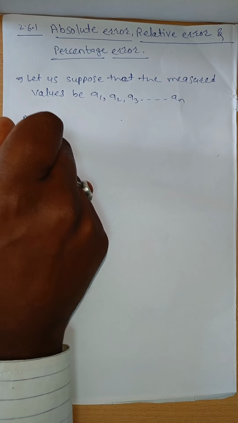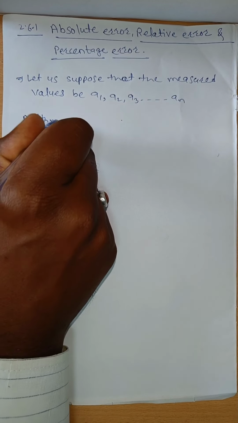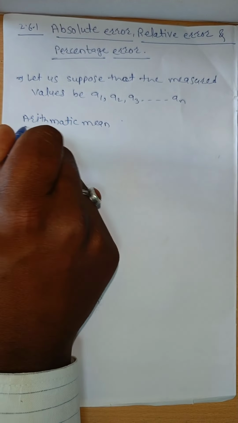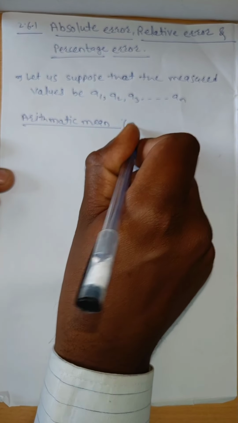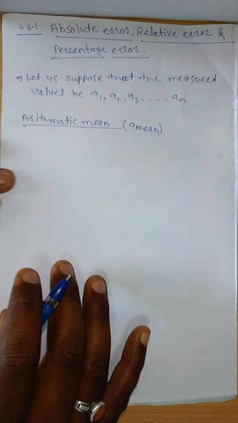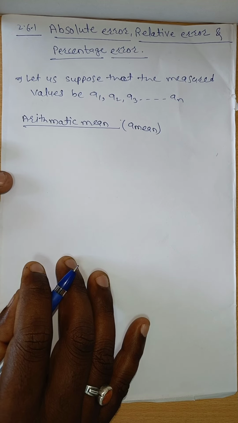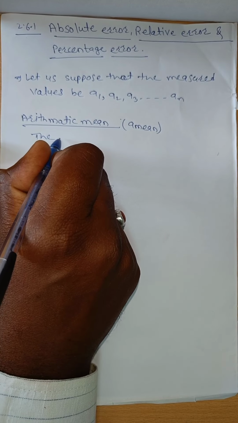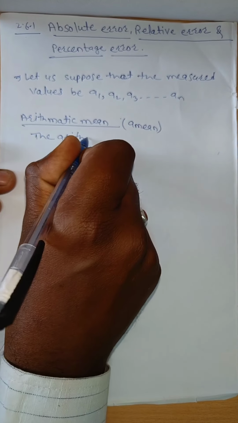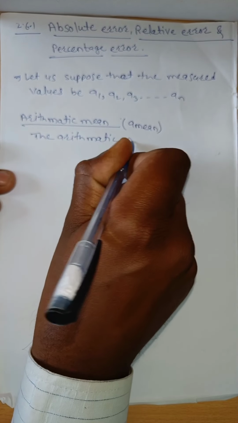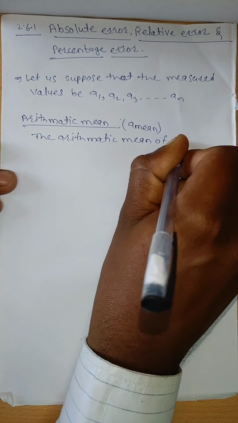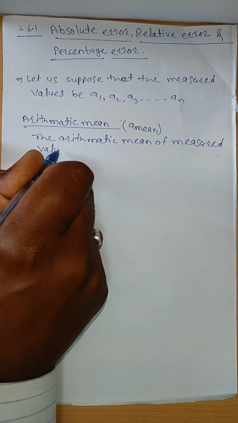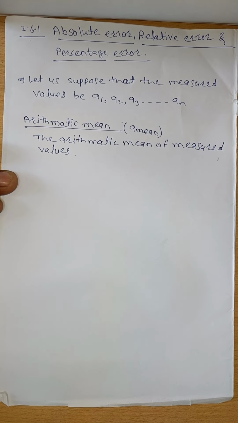Next we have to see the arithmetic mean, which we can also call a mean. Arithmetic mean means a common mean. The arithmetic mean of the above measured values is denoted by a mean.